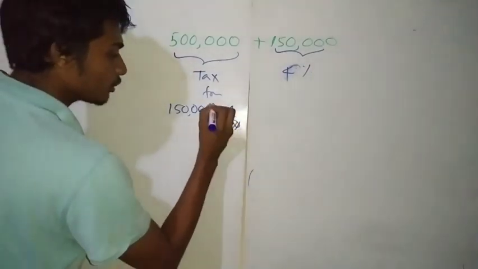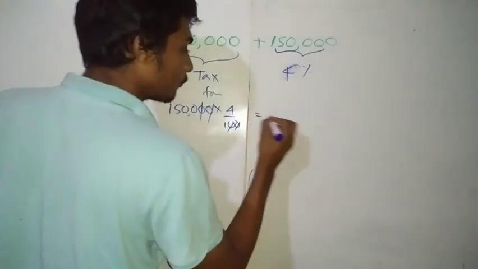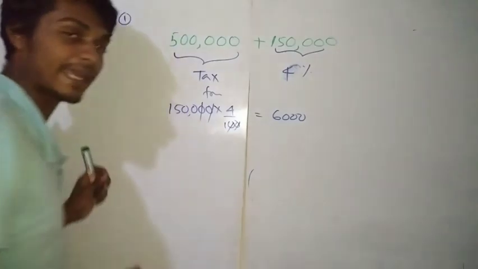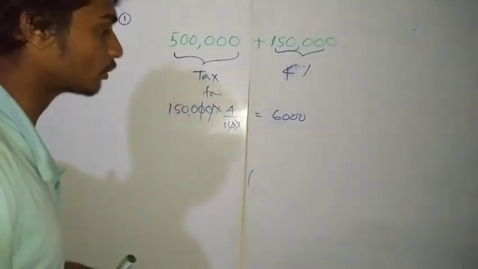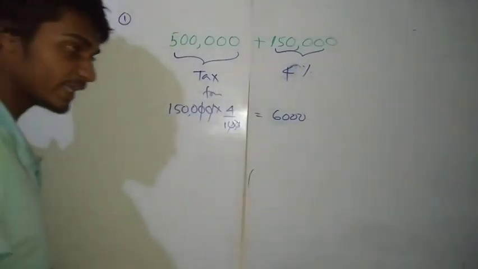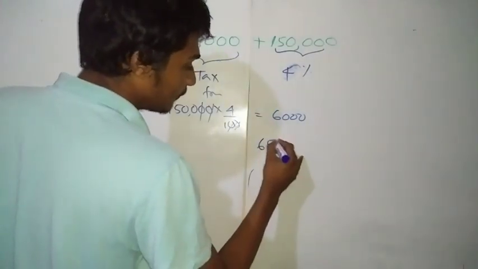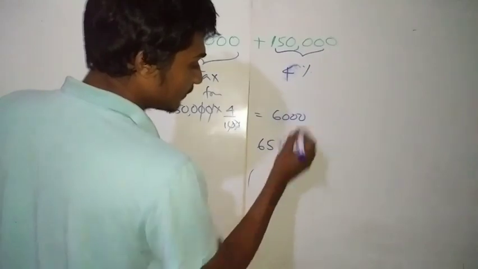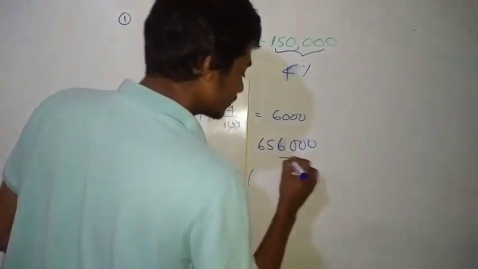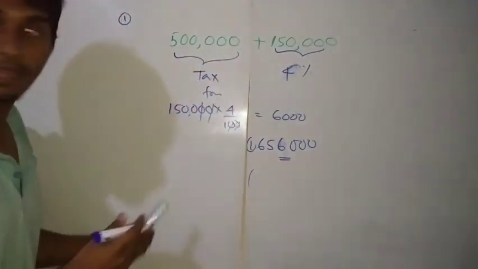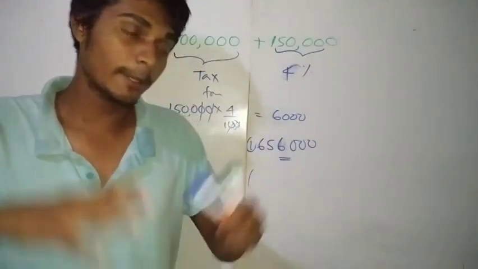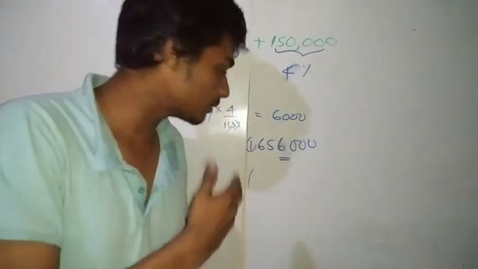So the zeros cancel, 0 0 gone, 0 0 gone. 1,500 into 4 is equal to 6,000. So the total tax that you are going to pay for 650,000 is 6,000. Altogether, the amount that you are going to pay is 656,000. So here is the answer for the first question, if they are asking for the total value that you have to pay.